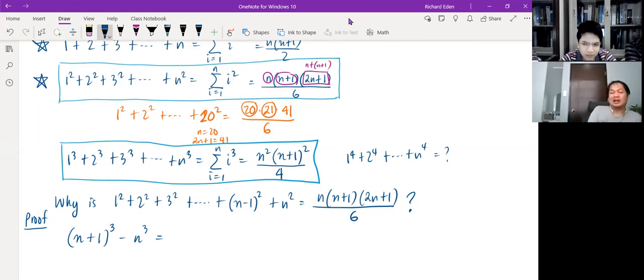Yes, it's possible. It's possible. I mean, medyo magiging mahirap na lang siya, pero, well, ito, try natin. 1 to the 4, 2 to the 4, but first, the sum of the first n cubes, prove mo muna.